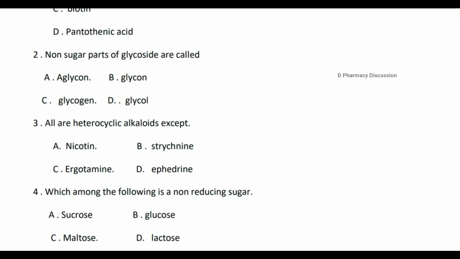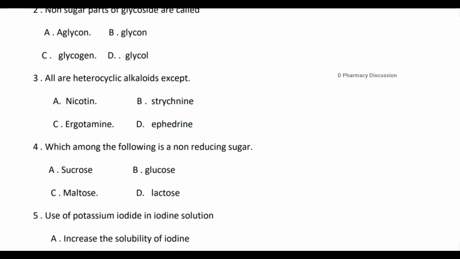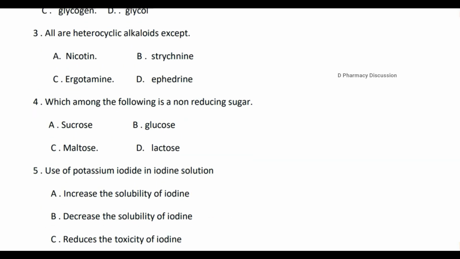Question number 4. Which among the following is a non-reducing sugar? Option A. Sucrose, B. Glucose, C. Maltose and D. Lactose. Correct answer is option A. Sucrose.